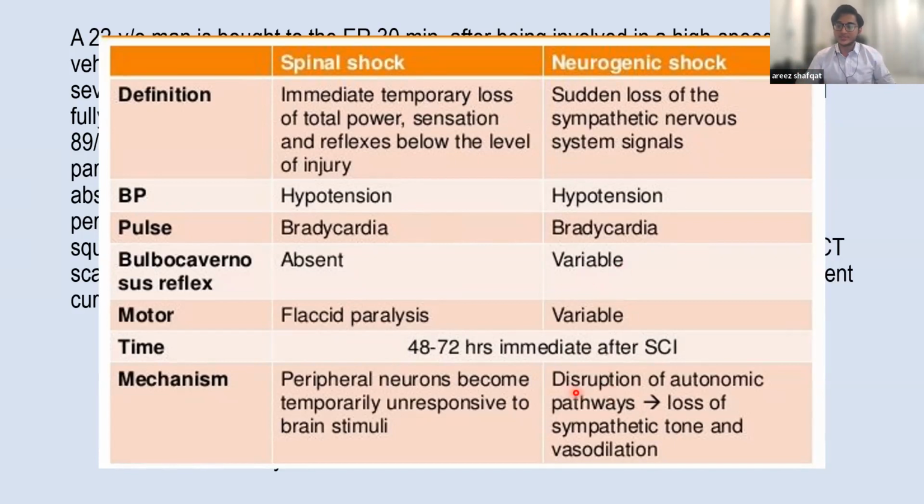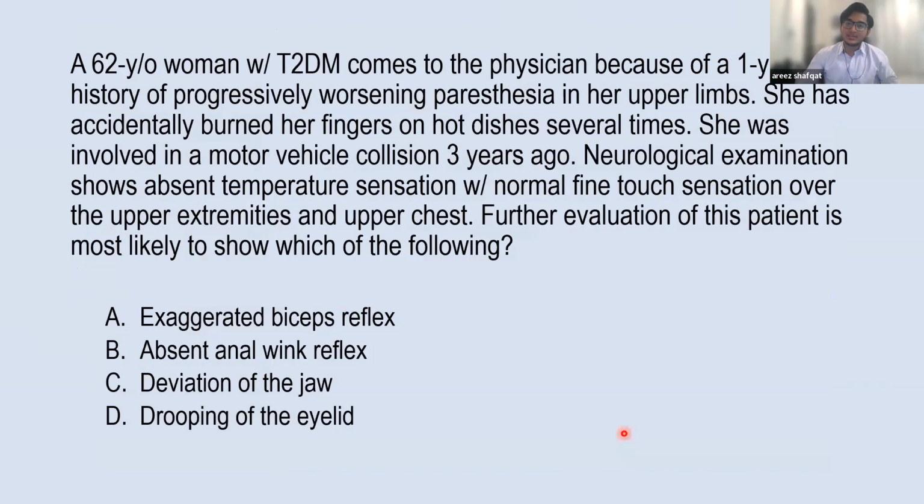All right, so here you see this here. Disruption of autonomic pathways results in loss of sympathetic tone and vasodilation. That causes hemodynamic instability. All right. Now, let's move on to the next one here.